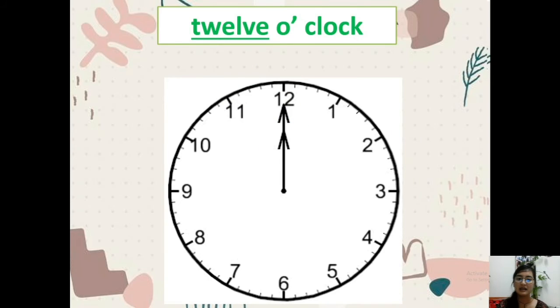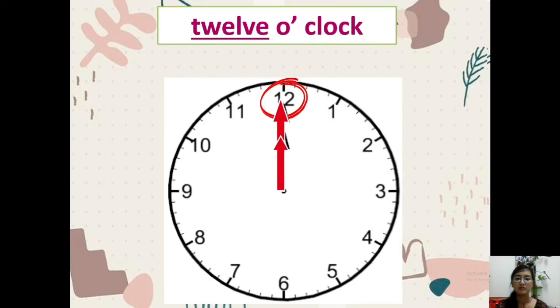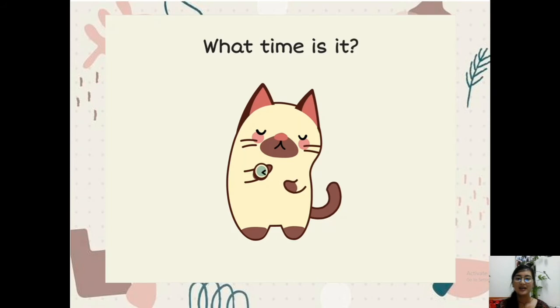And lastly, if the long hand points to 12 and the short hand also points to 12, then the time is 12 o'clock. It's 12 o'clock. Okay, I hope you understand what I taught you. Next, let's have some exercises.